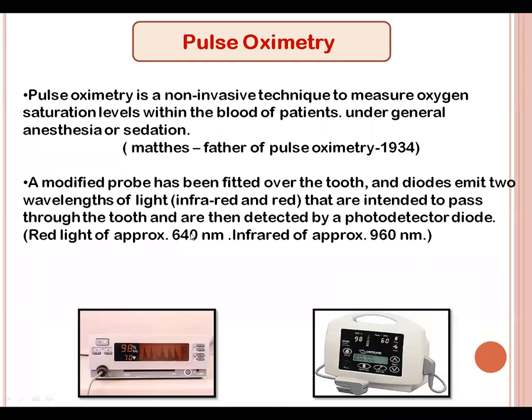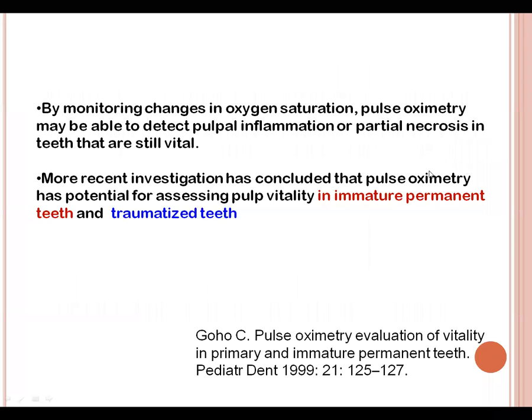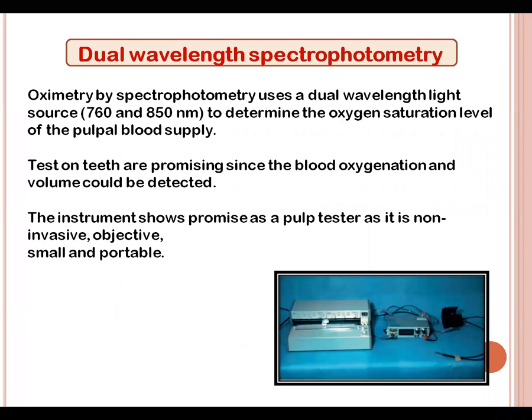Pulse oximetry is a test which will measure the oxygen saturation levels within the blood of the patient. This pulse oximeter is nowadays used to detect coronavirus patients also. It is used in the clinics to note whether the patient is having sufficient oxygen saturation level within their blood. Obviously the pulp also has blood, and this is used to note whether the pulp's blood has any oxygen carrying capacity or not. This is the only thing which is done with the pulse oximeter. It is successfully used for measuring the vitality.